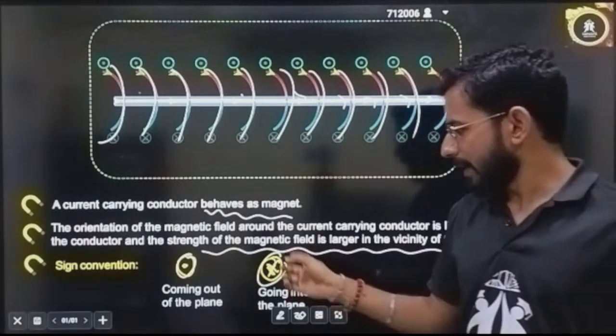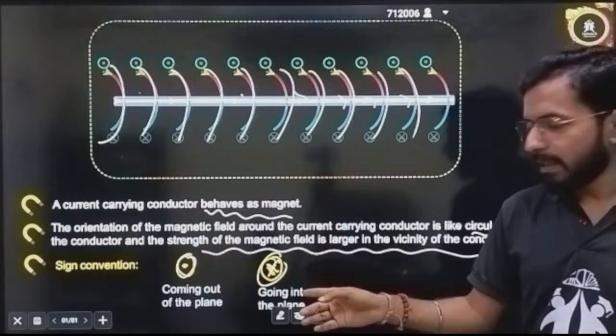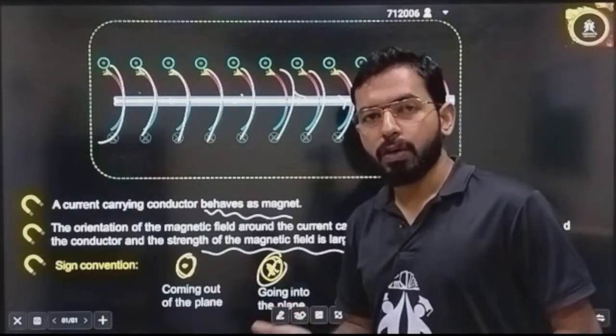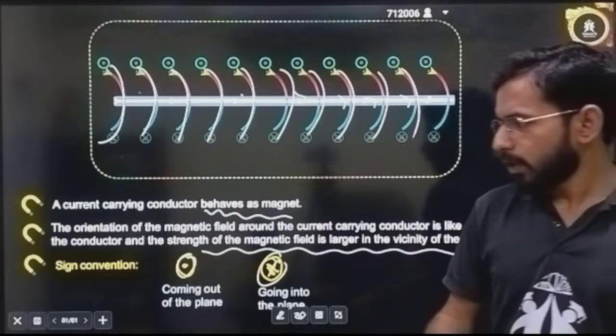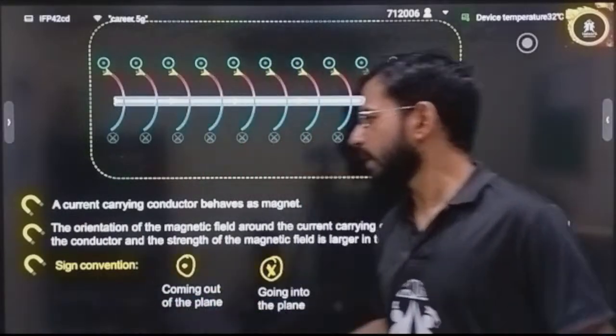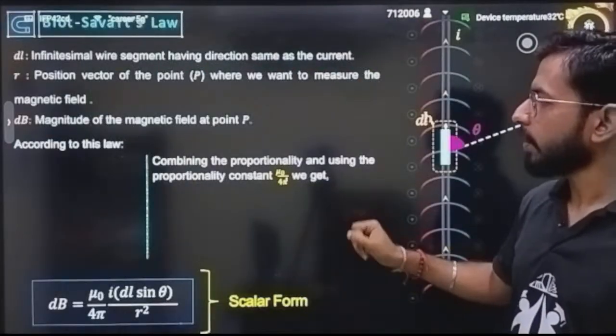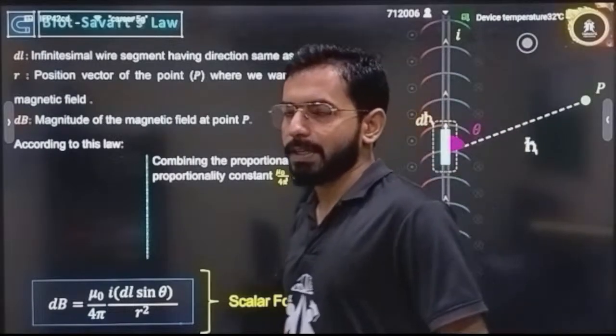Let's suppose the magnetic field is going inside the plane, then we will represent that with a cross sign, and if the magnetic field is coming outside the plane, we will represent it by a dot sign. These are some basic outlines that you should know. Now we will come directly to Biot-Savart's law.